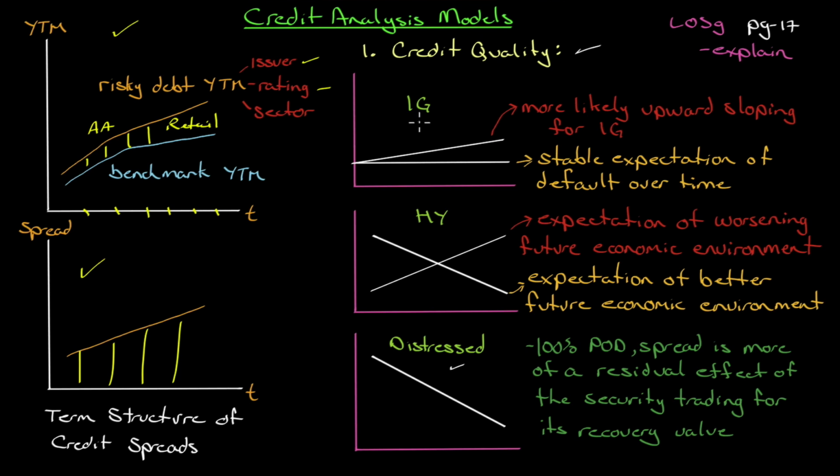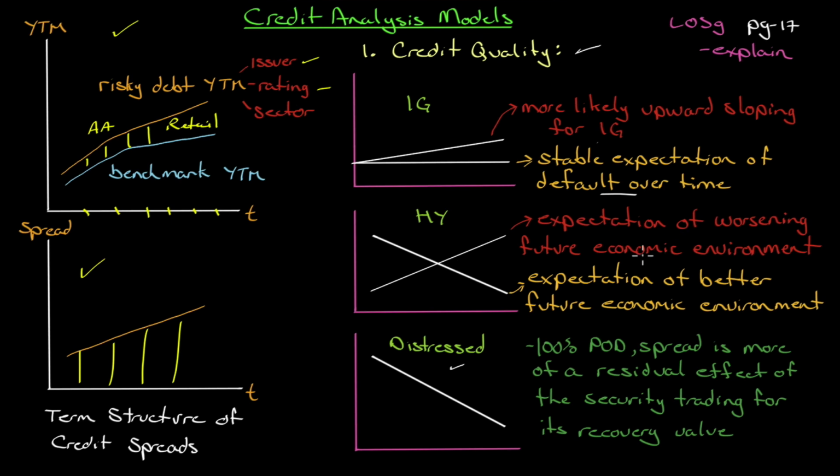So investment grade. Typically it would be upward sloping, not very steep, but typically upward sloping, so more likely upward sloping for investment grade. If we have stable expectations of default over time, you would have a flat term structure of credit spreads. High yield, this can be kind of messy. Let's look at an upward sloping term structure here.